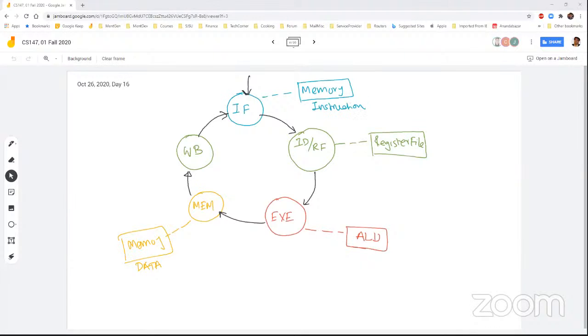And write back is related to the register file. Now it is writing to the register file. So this is on a write into there, and this is more like a read. So you see, at each moment, at each phase, it uses different resources.